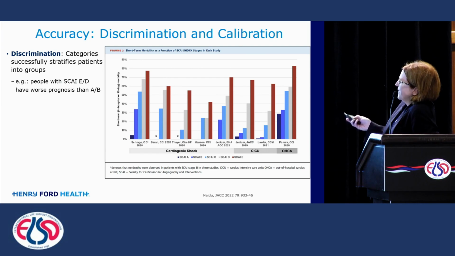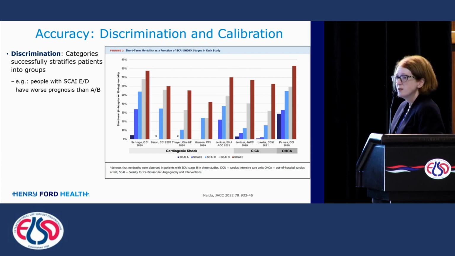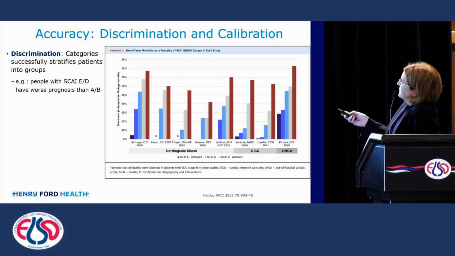After the publication of the 2019 consensus document, several subsequent studies were published looking at similar yet different shock patient populations. And what you see here, for the most part, is that the 2019 SCAI stages were pretty good at discrimination. E's did worse than D's, which did worse than C's.